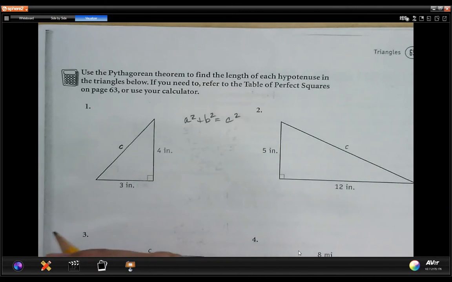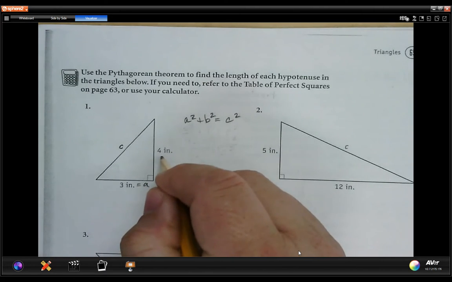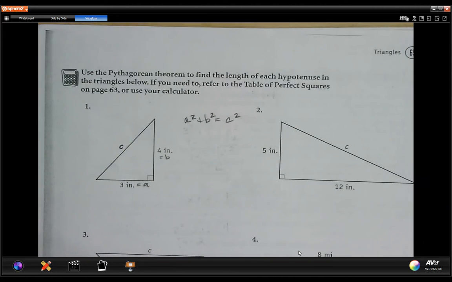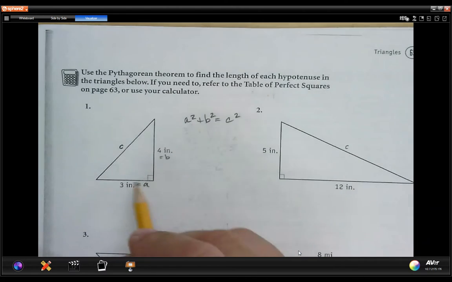Well, if that helps you to remember it, that's fine, but it doesn't really matter, okay? So I'm going to go ahead and call this one A, and I'm going to call this one B, okay? So now literally all I have to do is substitute my values back into the problem. So I'm saying that A is this 3-inch side, okay? So for A, I'm going to put in a 3.